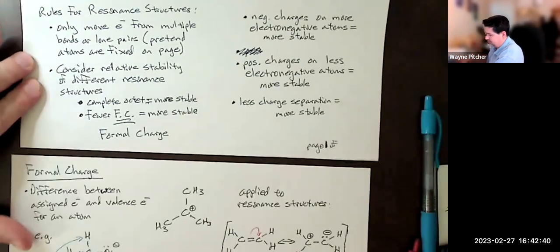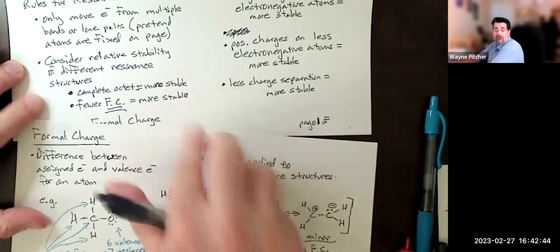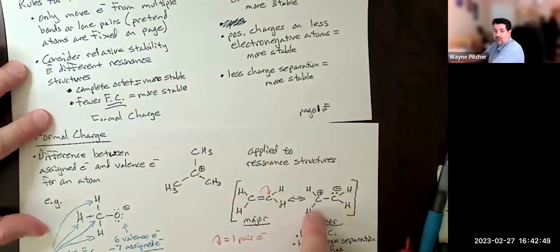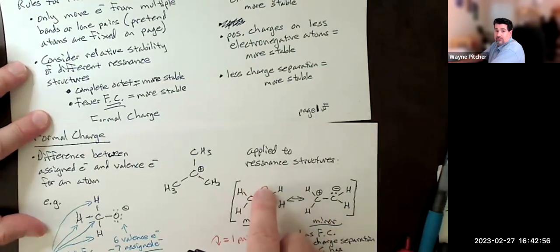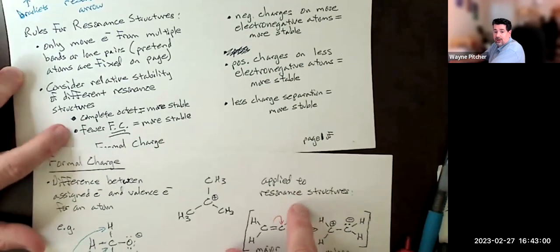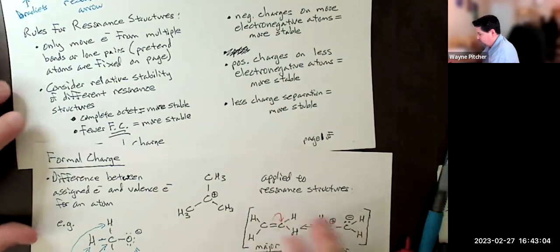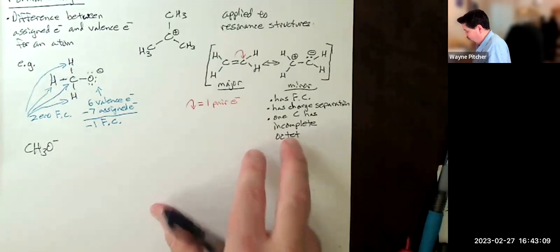So if we go back and take a look at our rules for resonance structures, we want to consider the relative stabilities of our different resonance structures. So complete octet is more stable. Incomplete octet on the right-hand structure, so it's going to be less stable than this one. And then we've got charge separation, and we've got formal charges. Although they add up to 0, we still have 2 individual formal charges. So that is not as good a resonance structure.